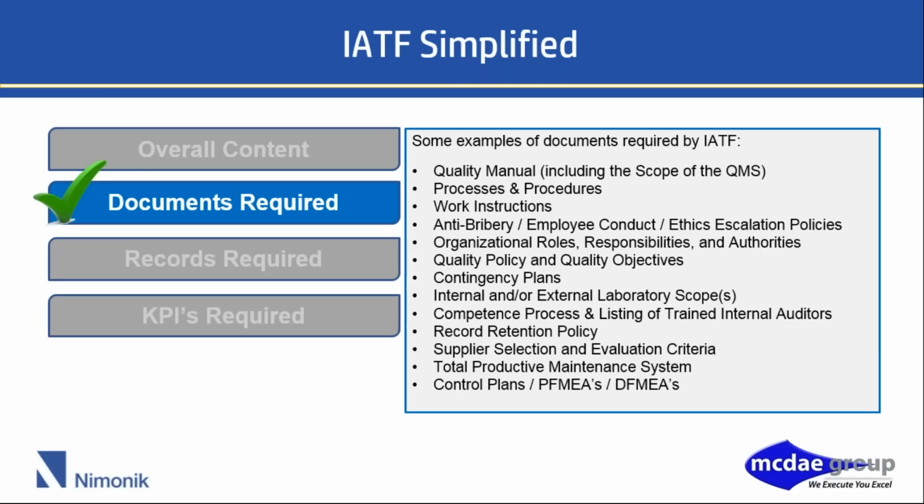Again, I'm not going to read all of these in the bulleted list, and obviously you can see there's not 42 bullets there. But as I'm talking about these documents and records that are required, feel free to peruse the list with your eyes and pick out a couple. The biggest ones obviously are the quality manual, processes, procedures, and work instructions. That's the biggest piece of the quality management system to IATF. A couple of specifics: the anti-bribery policy, employee code of conduct, ethics escalation policies, and internal and external lab scopes are required to be documented somewhere. A lot of these were already in the TS standard, but a few have been added here and there in the new IATF standard.